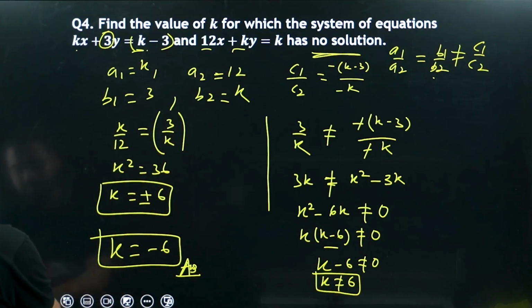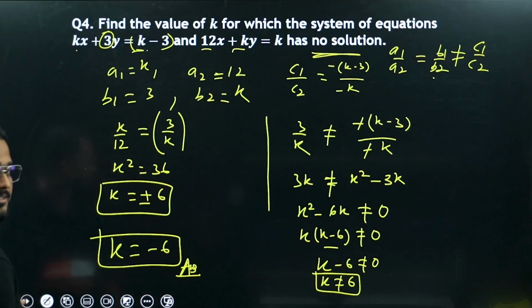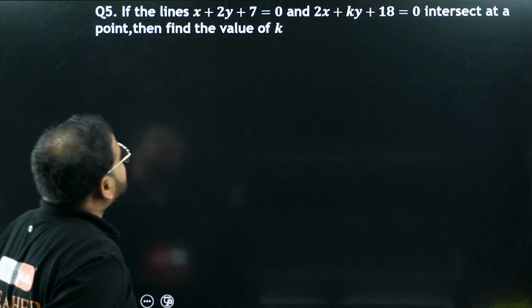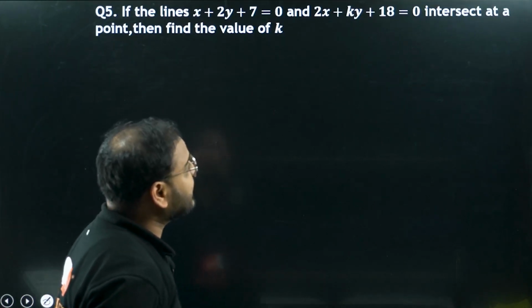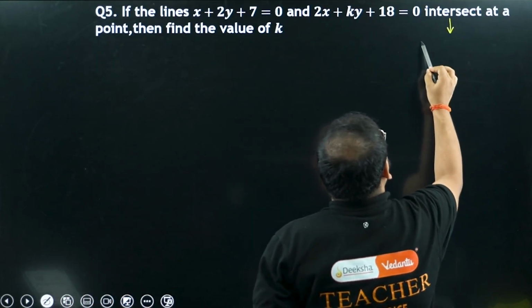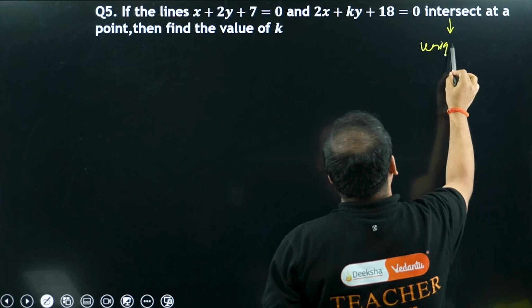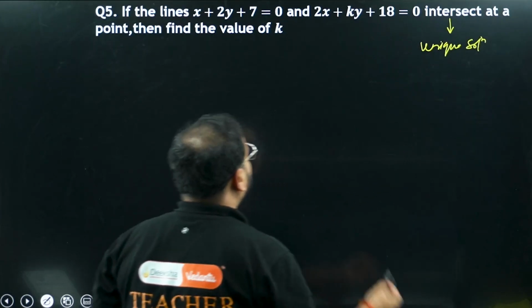Moving on to question number 5. If the lines x plus 2y plus 7 equals to 0 and 2x plus ky plus 18 equals to 0 intersect at a point, it means what? Sir, unique solution, sir. It is unique solution. It means what? Please check.